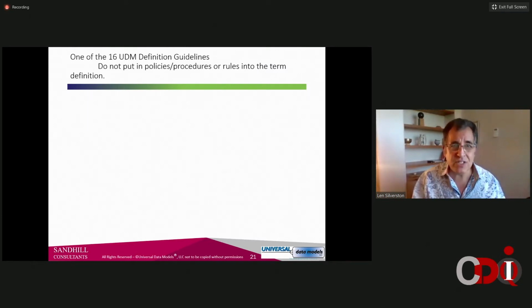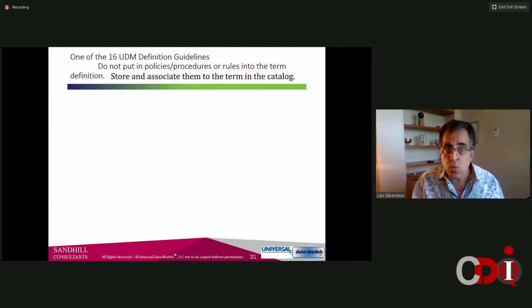Now, we have 16 different carefully scripted guidelines on how to do definitions. I mentioned a number of them. Consider tense, consider subterms, don't put policies or procedures or rules into the term. By the way, in another presentation, we list out these 16. If anybody wants to see these 16, just let me know. I'm glad to share that with you as well. But one of them is don't put policies or procedures or rules into the term.